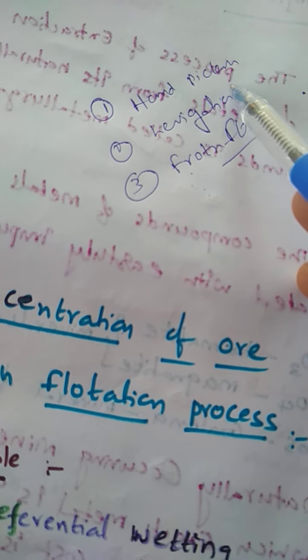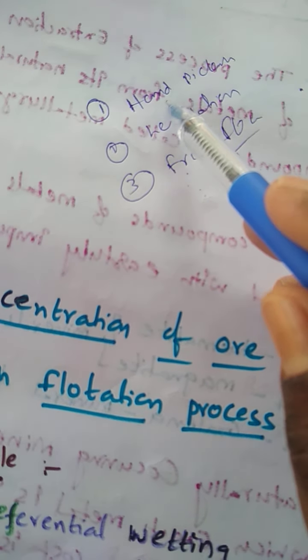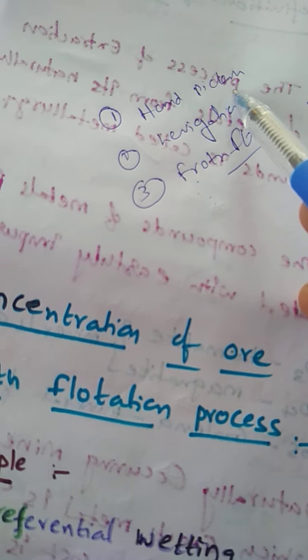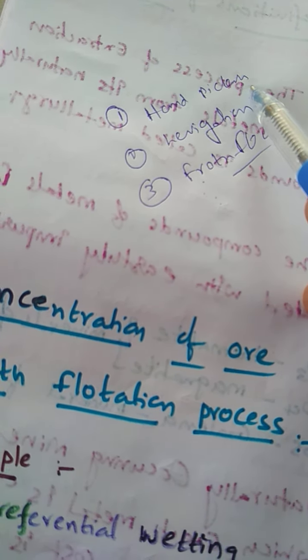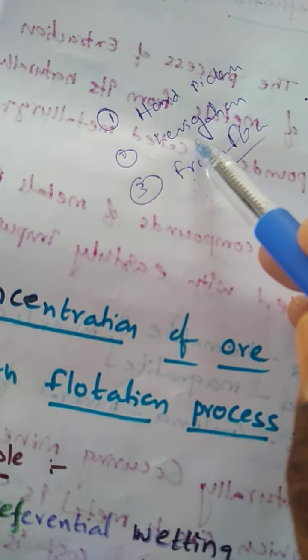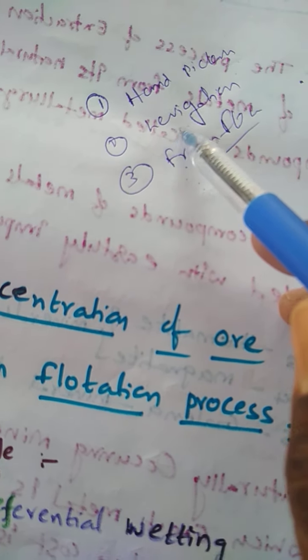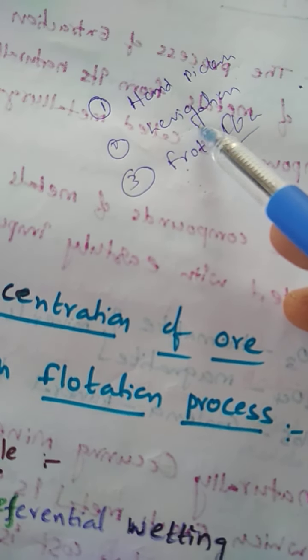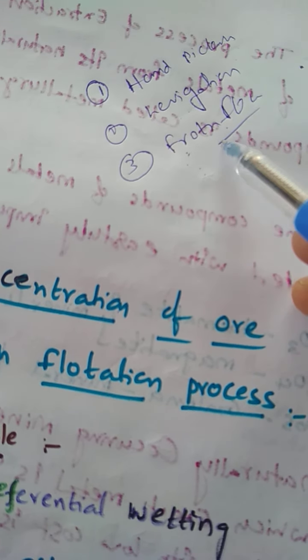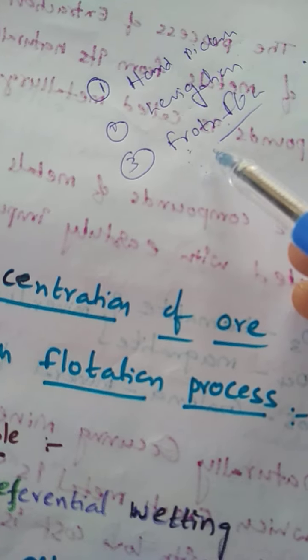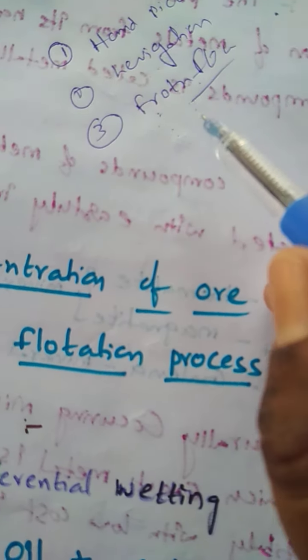So hand picking. This process depends upon the physical properties like the color and size. This is mainly used for oxide ores. Levitation: the main principle in this process is gravity. And froth flotation, this is the very important topic. Now we will discuss this froth flotation.